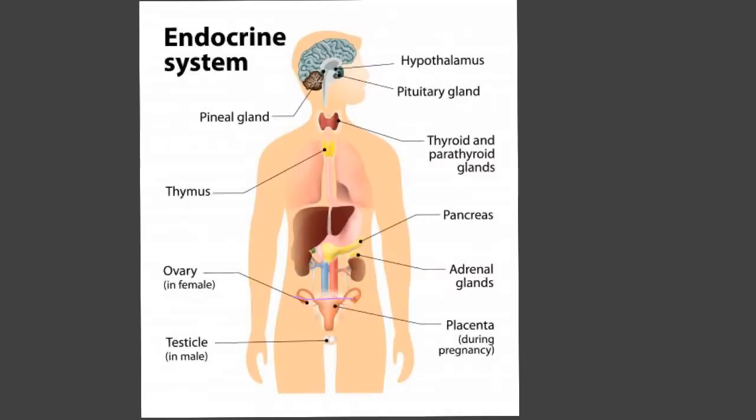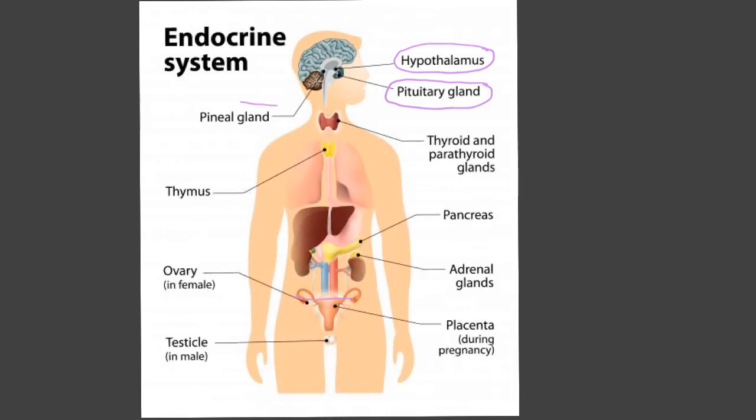The endocrine system maintains homeostasis via the action of the hormones. As we all know, the hypothalamus is the control center for homeostasis. So let's begin there. Here we have the hypothalamus in the brain. Right below it is the pituitary gland that produces lots of hormones.